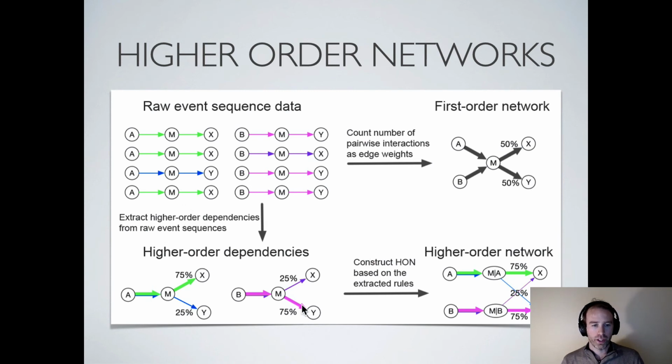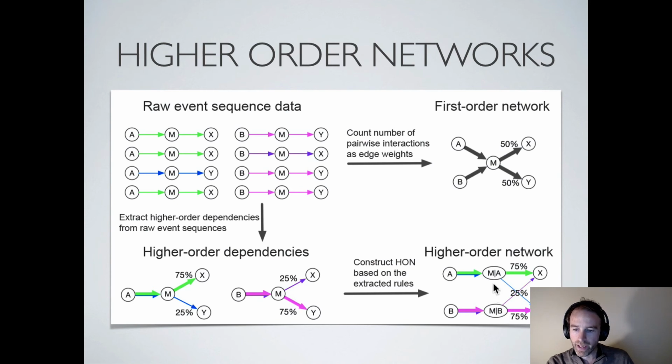If, on the contrary, you keep the higher order dependencies and you try to remember that you're coming from A or from B, you can create what we call a higher order network, in which some nodes do not correspond anymore to a single node. So for instance, here you had a single node to represent M. And here, since we consider that it's different if we're coming from A or from B, then we will create 2 nodes. There is the node M coming from A and M coming from B.